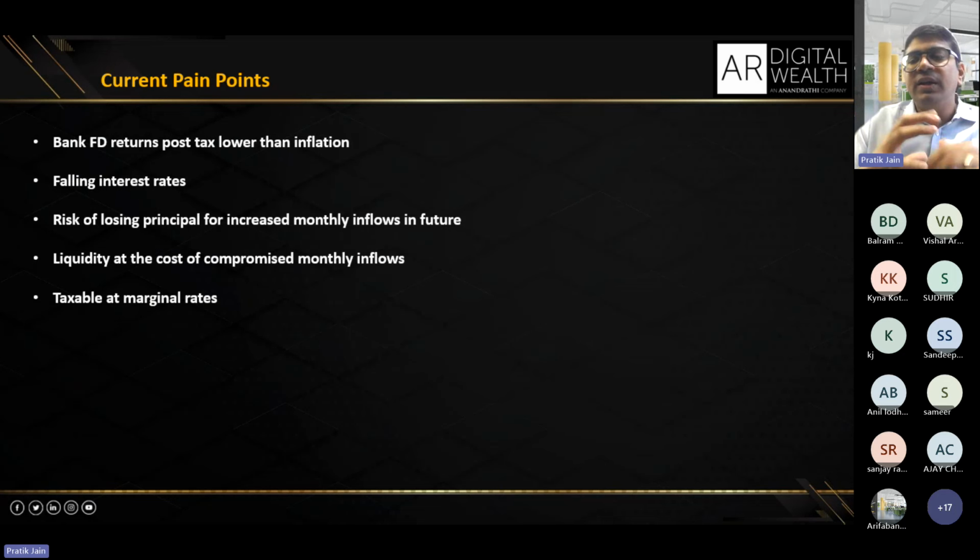Now, what are the current pain points which a client has? One of the most common methods of retirement planning, which most clients do, is that they invest in a bank. कि बैंक में FD कर ली है and उसका interest जो है, that is something which they will use to manage their expenses. That's one of the major plans which most clients have for their retirement.